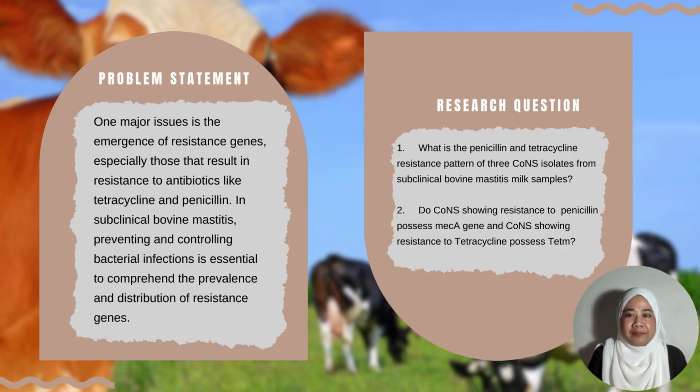For the problem statement, one major issue is the emergence of resistant genes, especially those that result in resistance to antibiotics like tetracycline and penicillin. In subclinical bovine mastitis, preventing and controlling bacterial infection is essential to comprehend the prevalence and distribution of resistant genes.